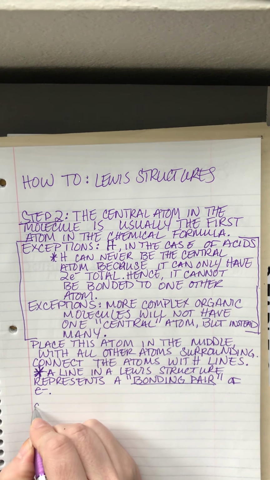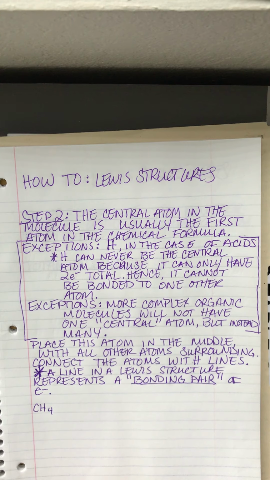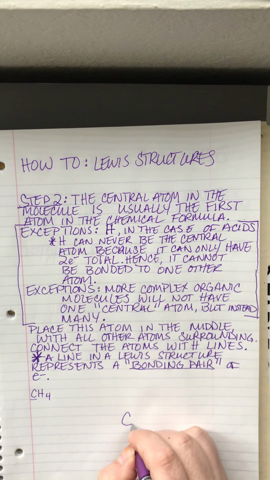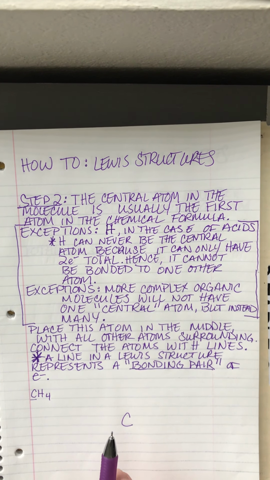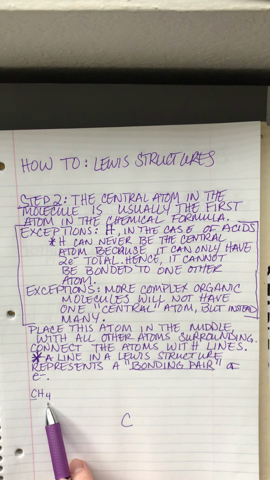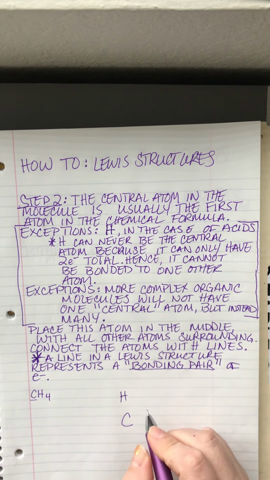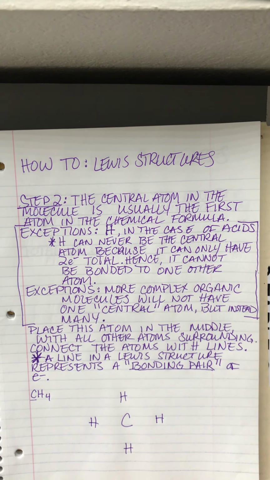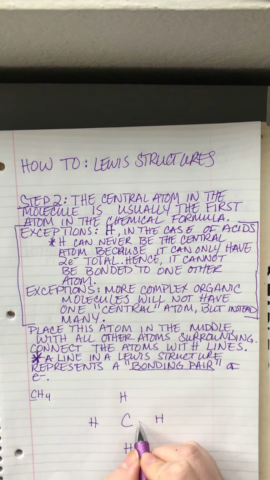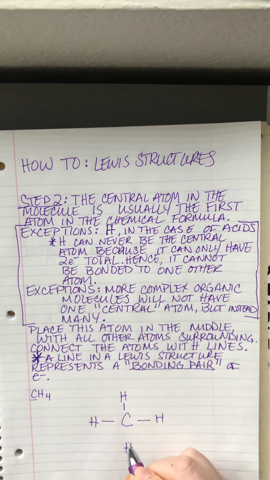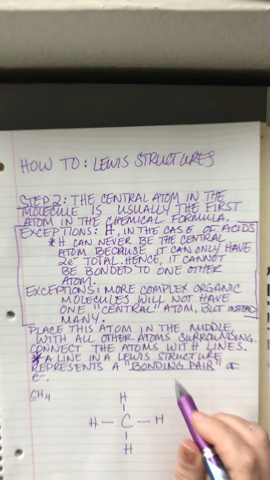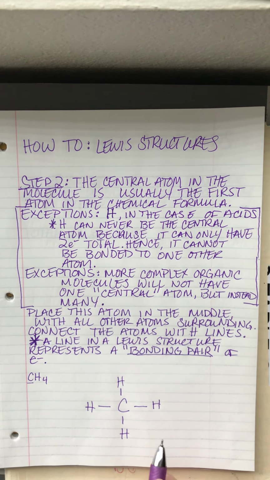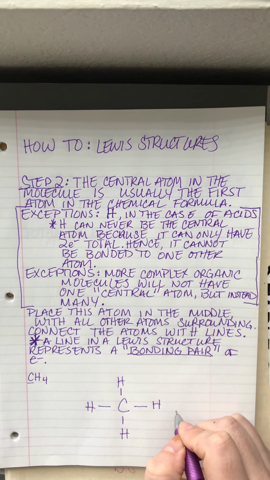So we have our molecule methane, and methane has carbon first. So we're going to put carbon in the center, and we're going to place all of the other atoms around it. So I have 1 hydrogen, 2 hydrogens, 3 hydrogens, and 4 hydrogens. And I'm going to connect the atoms with lines. 1, 2, 3, 4 lines. Okay? Each line represents a bonding pair, right? Each bonding pair represents 2 total electrons.